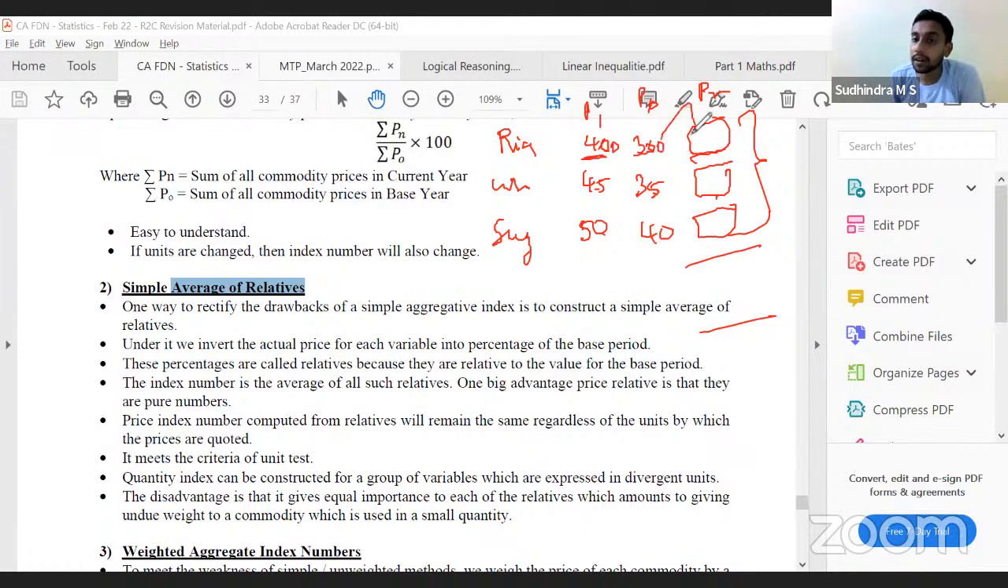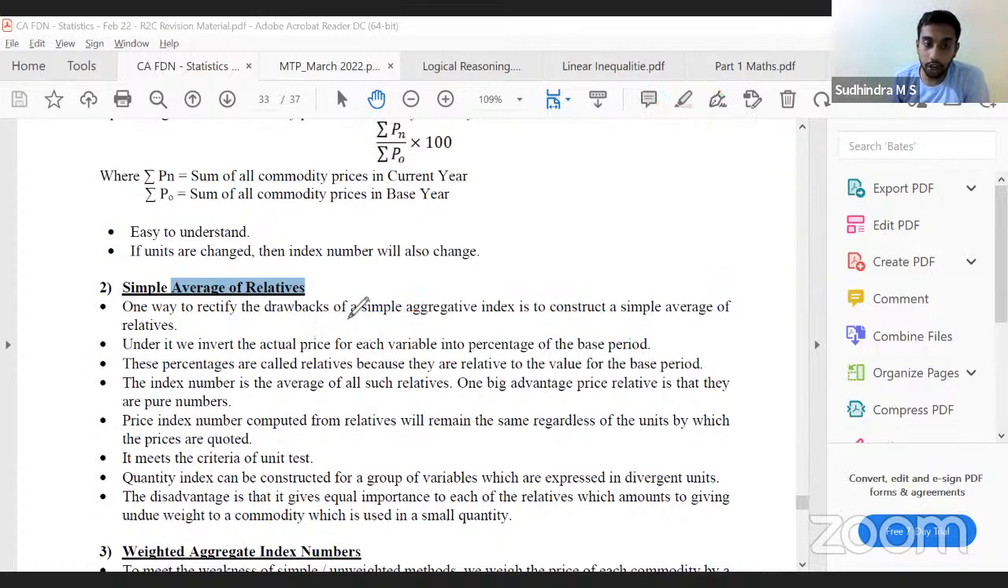The relative will remain the same. So one of the drawbacks of simple aggregate, which is the unit-related drawback, is overcome with the help of the simple average of relatives method. Here, what do we do? We convert the actual price for each variable into a percentage of the base period. These percentages are called price relatives. The index number then will be the average of all the relatives. One big advantage is they are pure numbers free from units. Price index number computed from relatives will remain the same regardless of the change in the units. So it satisfies the unit test.